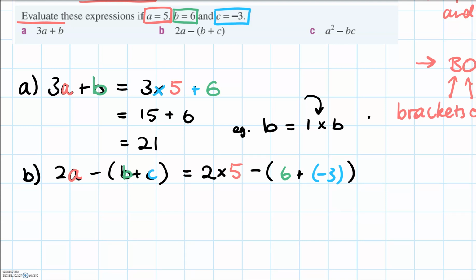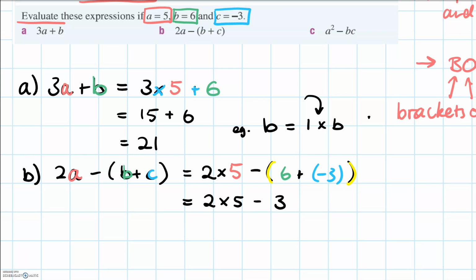Now, we're going to use BODMAS here, so we're going to solve our bracket first. We're going to do that b plus c bracket first. Now, if you have a look inside the bracket, it's this bracket here. I've got 6 plus negative 3. Now, if you remember, we did this in the topic that we just did before. If I do 6 plus negative 3, that's the same as doing 6 minus 3. So here, what I'm going to write it as is 2 times 5 minus, what's 6 minus 3? Well, 6 minus 3 is just 3.